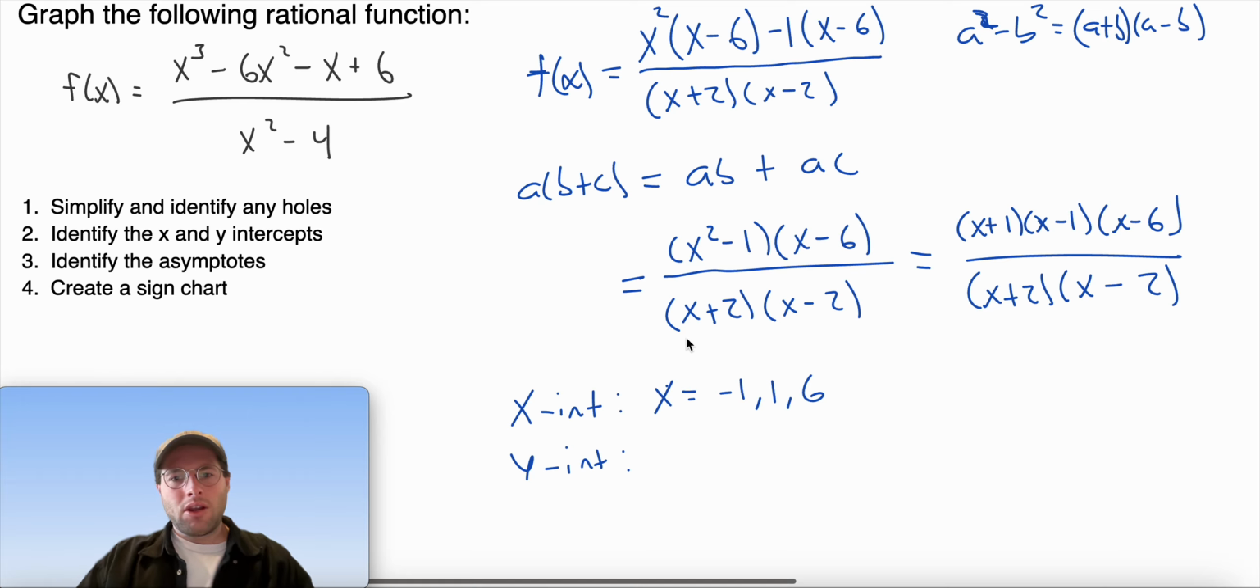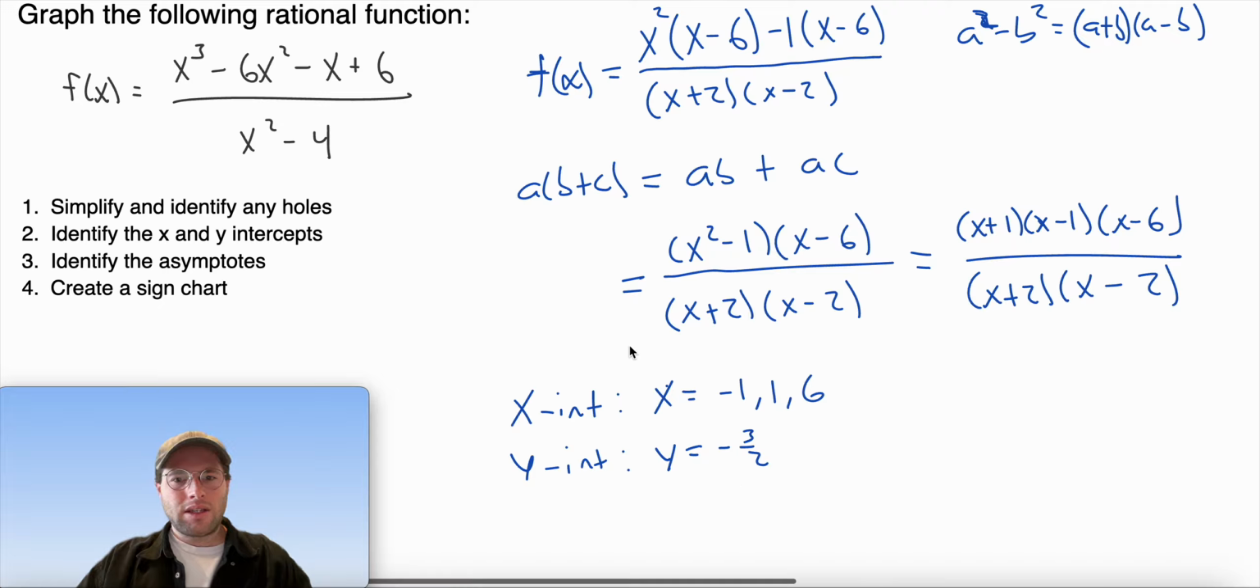And let's see here. The y-intercepts are going to occur when x equals 0. And this is where I think looking at the original function is a little easier. So if we look here, we plug in 0 for x, all of these terms are going to go away. We're going to be left with a 6 in the numerator. And then in the denominator, the x squared term is going to go away. We'll be left with a -4. So this will be 6 over -4, which simplifies to -3 over 2. So it's going to be y equals -3 over 2.